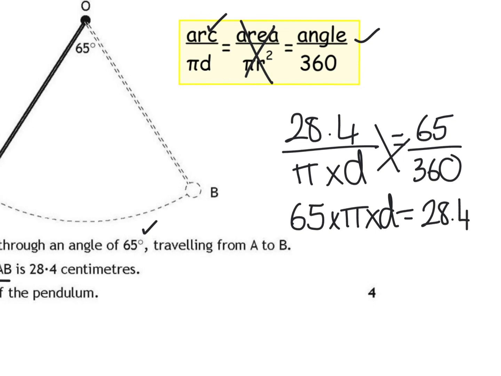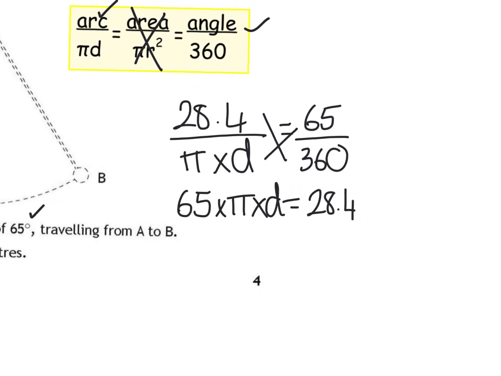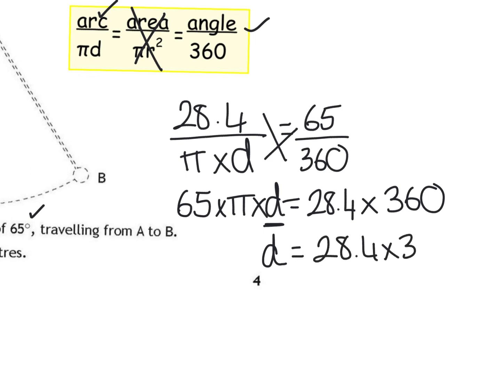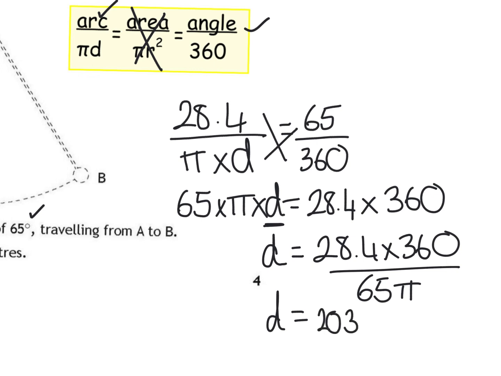28.4, no room, times 360. Now remember, we're trying to find D, so the things in the way of the D are the times 65 and the times pi. You can take them collectively as 65 pi. So I then have 28.4 times 360 divided by 65 pi to work out, or 65 times pi if you prefer. Go to your calculator and type that in using your lovely fraction button, and you get 203.4.